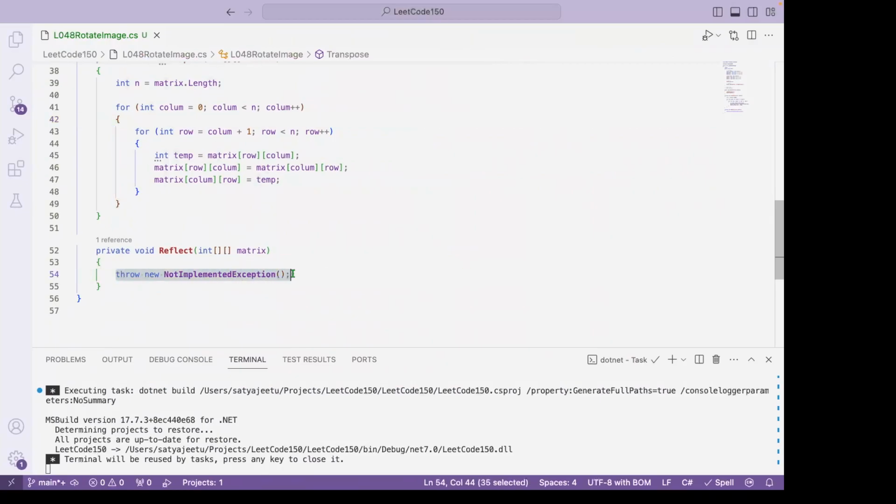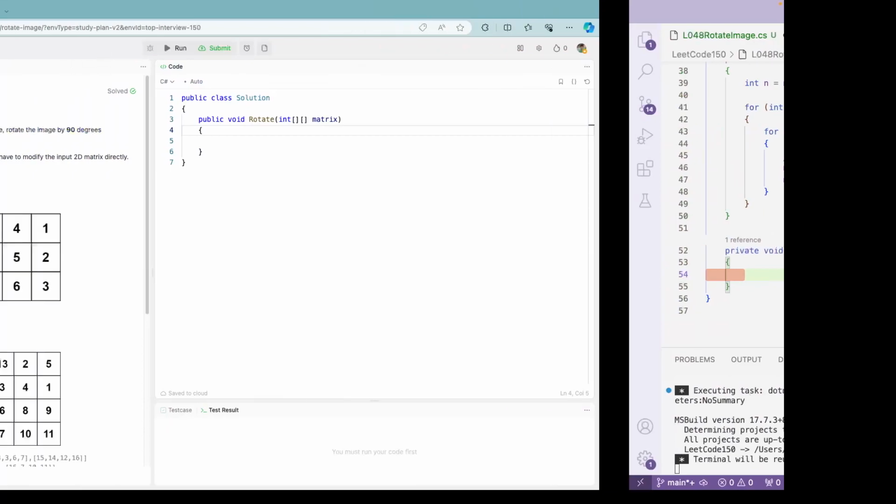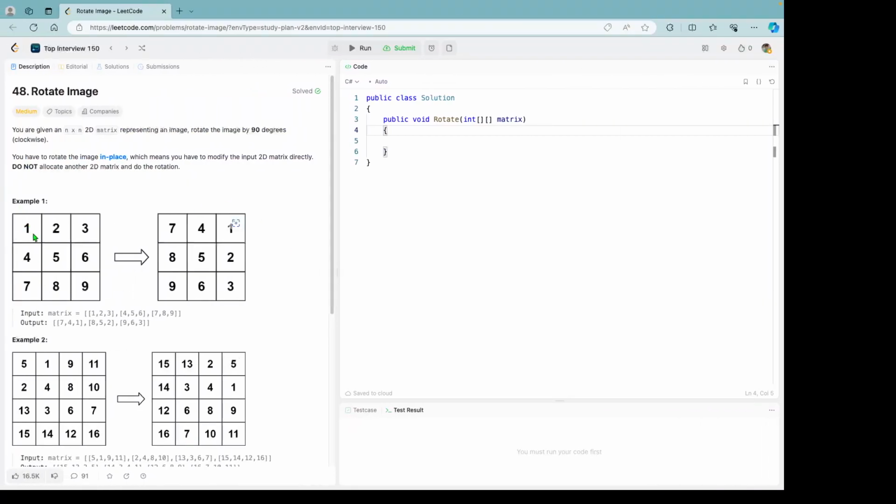That's transpose. Then we have reflect, which we want to do. Reflect is similar to that. What we are trying to do is take 1 and swap it with 3. We take 4 and swap it with 6. We take 7 and swap it with 9. Take 2, swap it with 10. Take 8, swap it with 4.